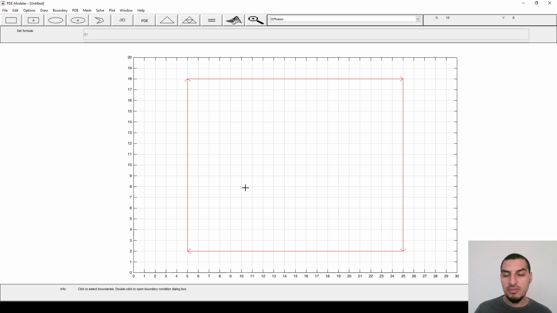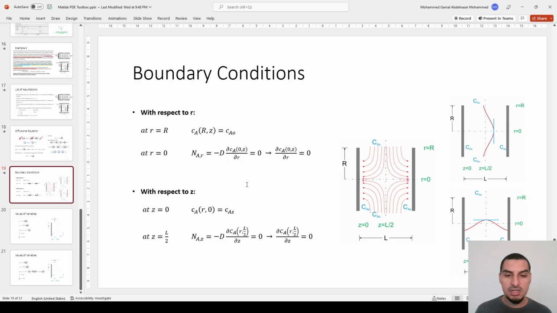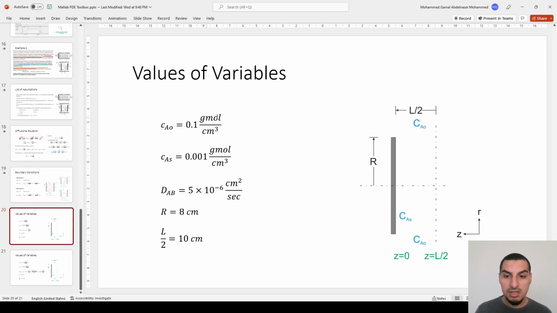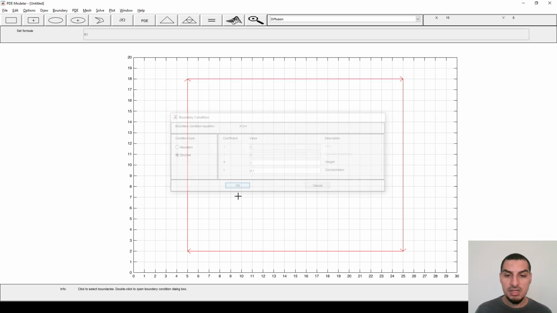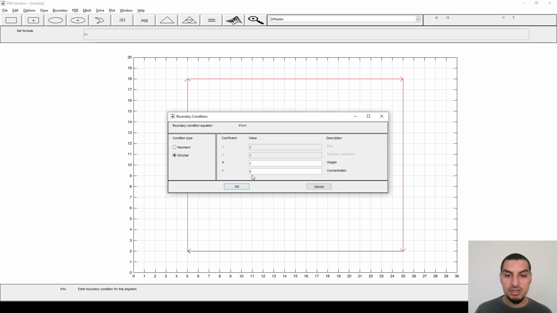And again, one important thing to notice here is that for the values here, I made sure that they are all homogeneous from the units point of view. So all of them are in units of gram mole, and the distance in centimeter, and the time in seconds. So you have to make sure that this is homogeneous for all of them. So this is the case. I have already defined this, and I can do the same here. It's 0.1.